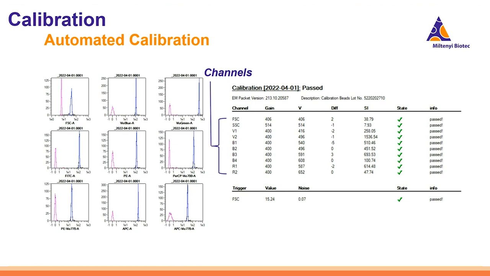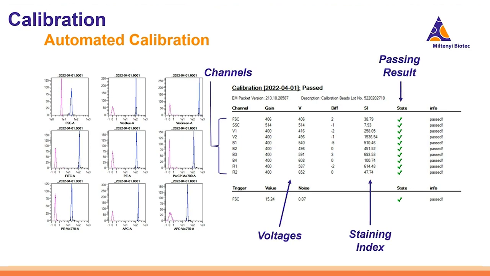And you can see it on the left hand side of your plot, and it will check that daily and adjust your voltages to make sure that we hit that same target MFI, while also checking things like the staining index to make sure that we have sufficient separation for that particular channel with our reference bead. And this also gives you a nice passing result, because the last thing you want to find out is that maybe a laser died on your flow cytometer or a PMT is out.